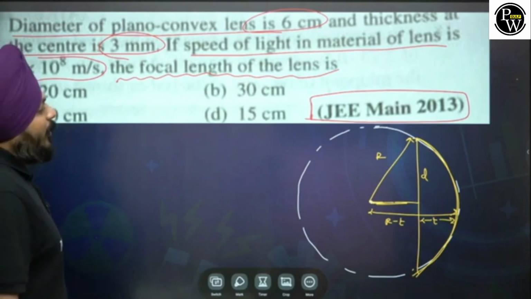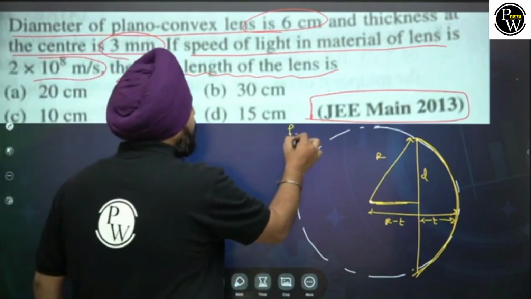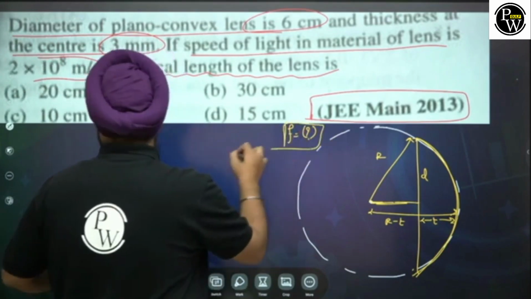What do we have to calculate? We have to calculate the focal length of the lens. Okay, so let's give you all a minute.